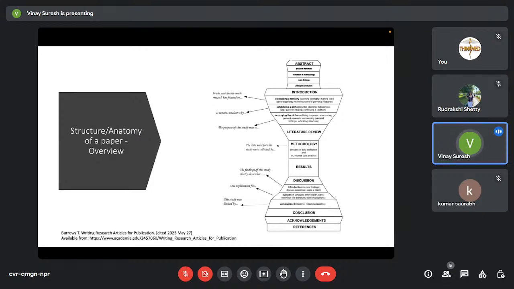This is the structure or the anatomy of a research paper. This figure I found in a book written by Taylor Burroughs. I would suggest you read it. It's a brilliant book on how you should be writing research articles for publication. It contains the components of a research paper, which I basically described in my previous slides.